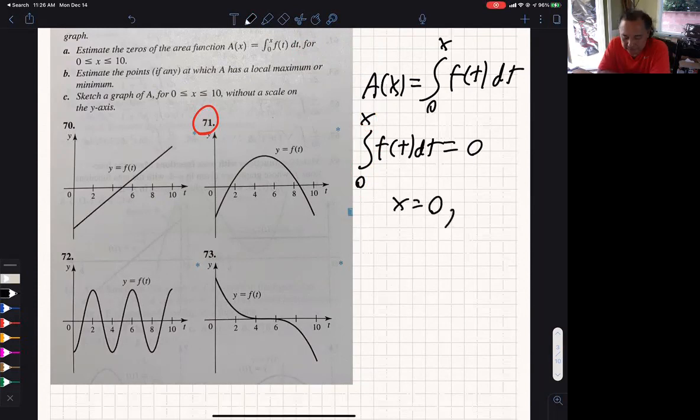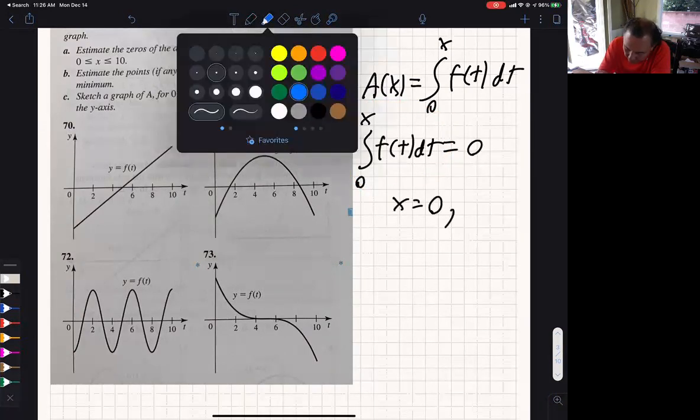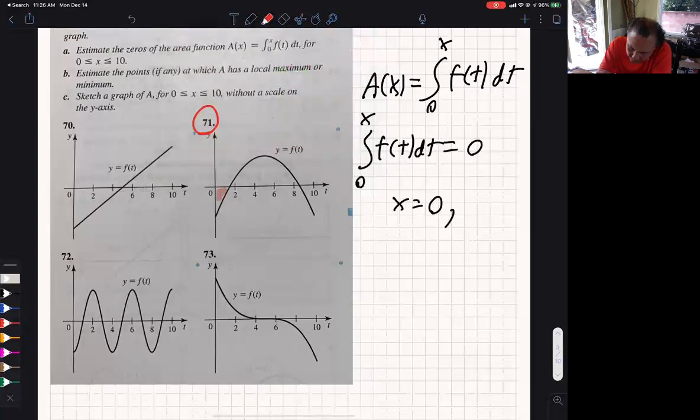There's another place. So what does this function do? It gives you the net area starting at 0. So let me do this in red. The area of that piece right there, so if I integrate from here and I stop there, my answer is going to be negative that area. Okay? Now, how do I get back to 0? I have to add stuff. So I have to add an equal amount of area to get back to 0.